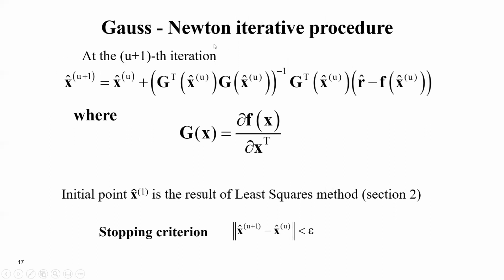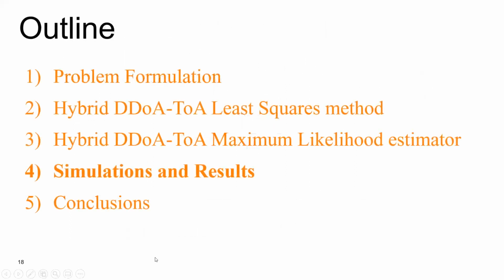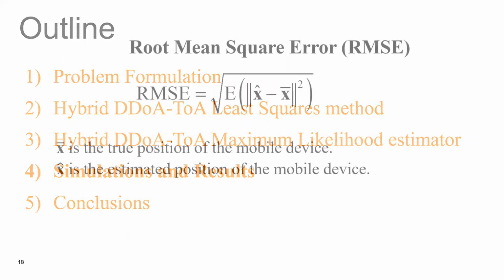We use the Gauss-Newton iterative procedure. At the u+1 iteration, we have this equation of the Gauss-Newton iterative procedure, and the initial point of the procedure is the result of the least squares method, and epsilon is the stopping criterion. Now we move to the simulations and results.